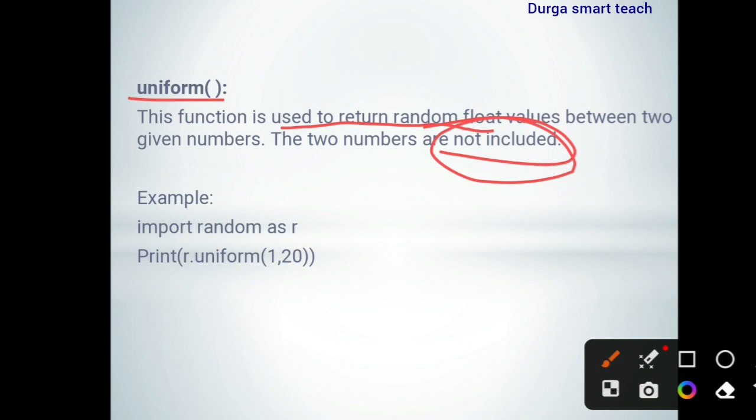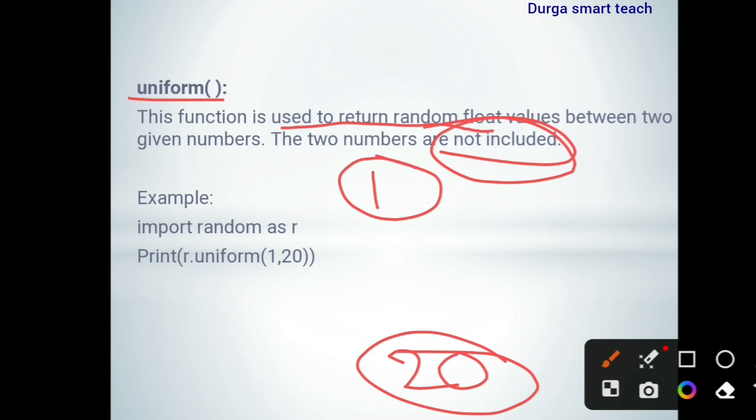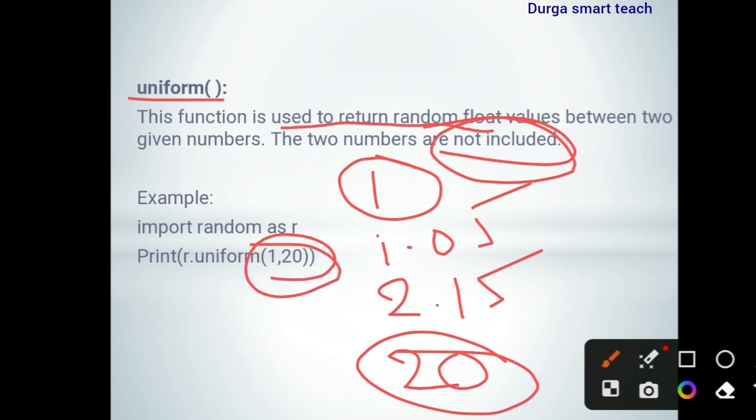For example 1 to 20. So 20 is not included, 1 is not included. So 1.05 something, 2.15 something, any random number between the range from 1 to 20. Only it will generate float values, not integer values. It will generate float values between two given numbers.